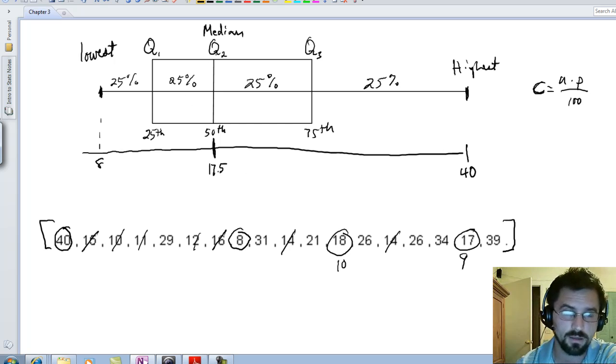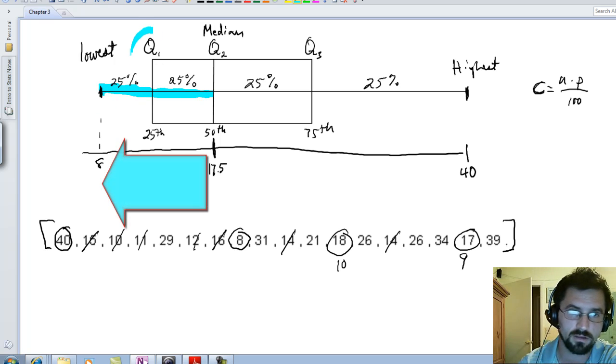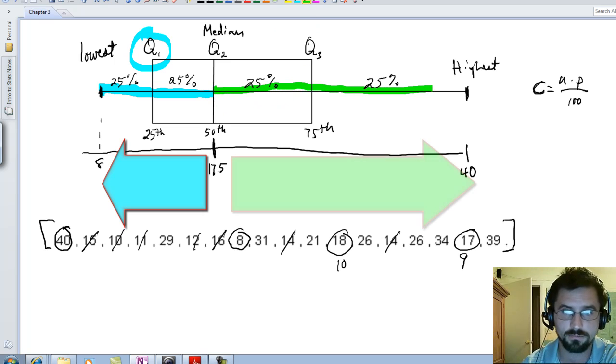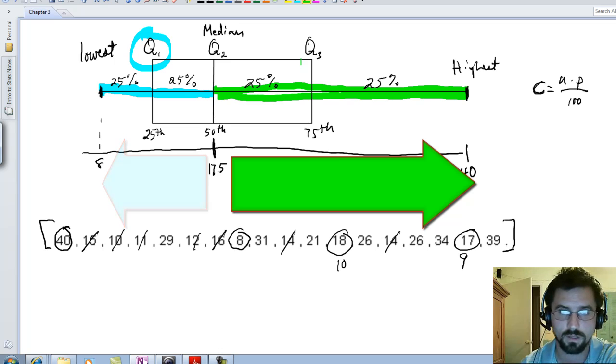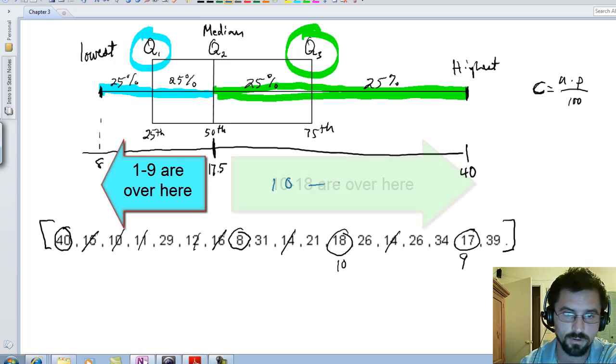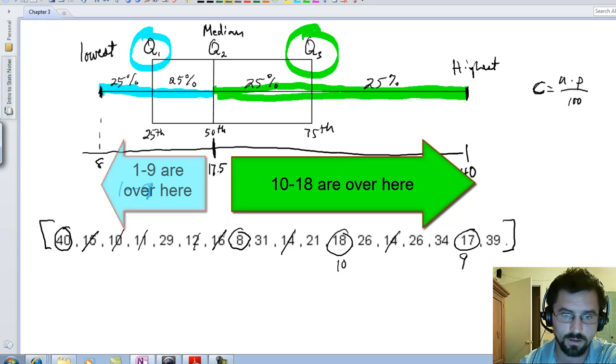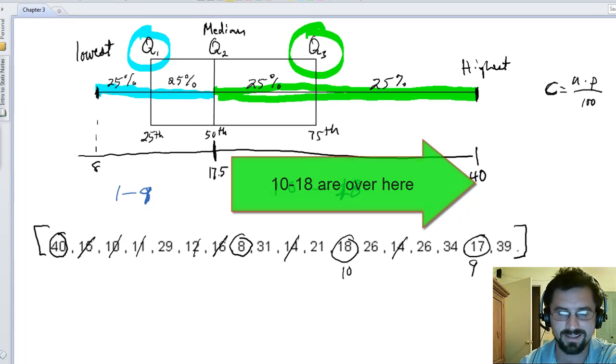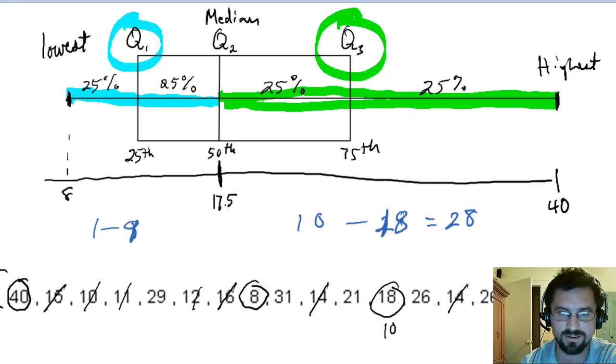Once you find the median, split the data into 2 halves. The median of this half of the data is this quartile. The median of the other half of the data is this quartile. So we have, on this side, if we have 18 pieces of data, numbers 1 through 9. Over here we have numbers 10 through 18. Add those up. That's 28. Divide by 2.